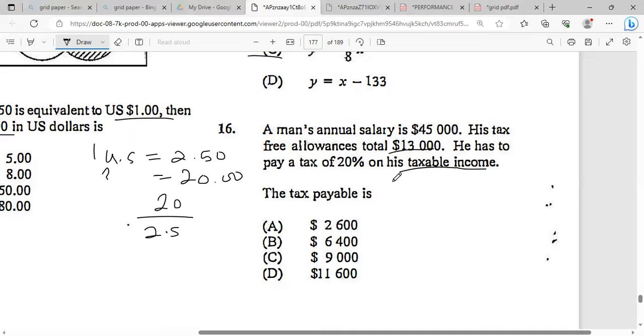So what we're going to do is subtract 13,000, because you're not paying tax on the first 13,000, right? This works out to 0, 0, 0. 3 from 5 leaves 2. So it's 32,000. All we have to do is find 20% of 32,000 and that would be our answer.